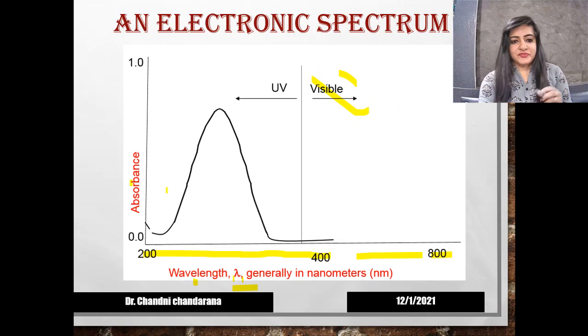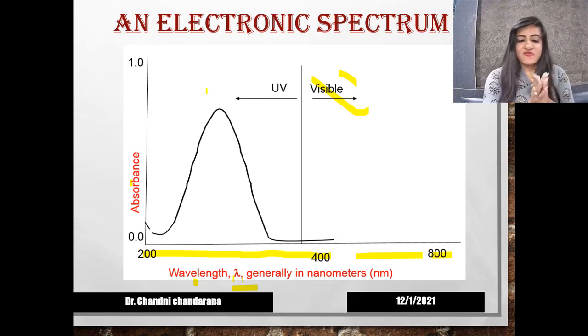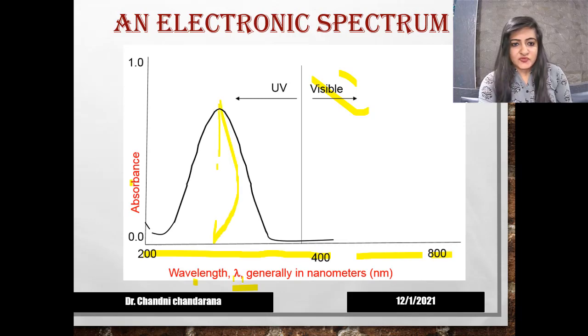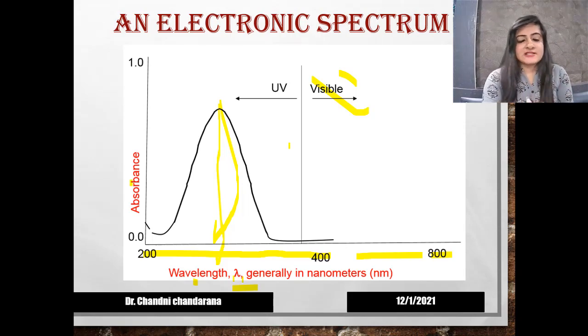So if you take a UV spectra in this region, 200 to 400, you will get this kind of spectrum. For example, if you take a UV spectra of paracetamol, the reported lambda max of paracetamol, you can say the absorption maxima of paracetamol, is 257 nanometer. So you will get this kind of spectra here, at 257 nanometer. This is how a UV spectra looks.